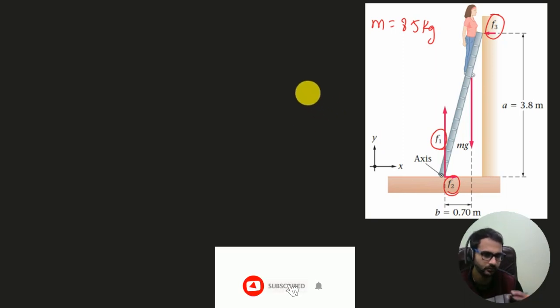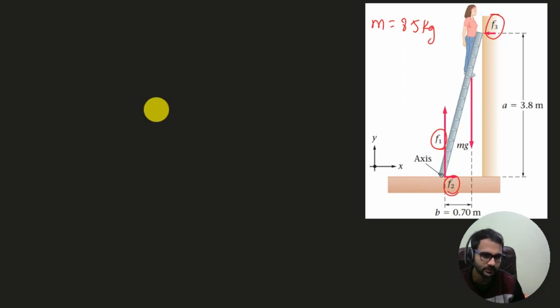Now the gravity force of this person would be acting in the downward direction, mg, and also the wall is frictionless, so it will exert only a normal force F3. There would be no friction force. Now for the given dimensions, our task is to find the force F1, F2 and F3. Now to solve this you can use the same two conditions. Now let me do one thing, I'll not be solving this problem in full, I'll be just giving you the equations, solve on your own.